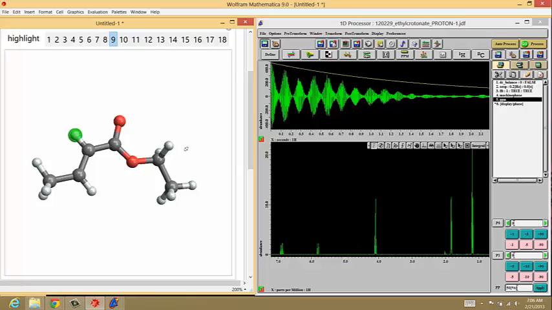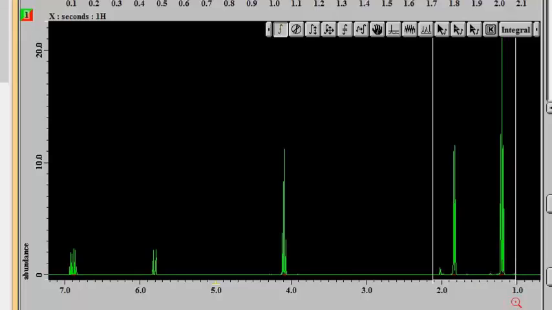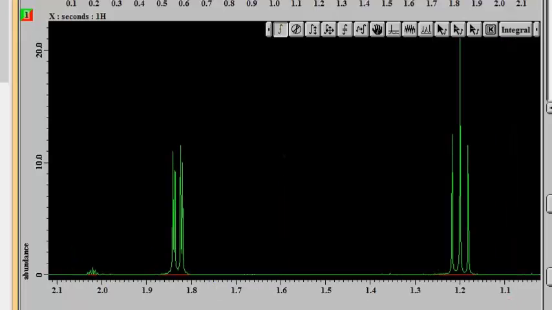The two features that we have to look for in a proton NMR spectrum are the areas of the curves, the areas of the peaks, and the splitting patterns. I'm going to zoom into this region right here just to start with. Integrate just this one and this one.